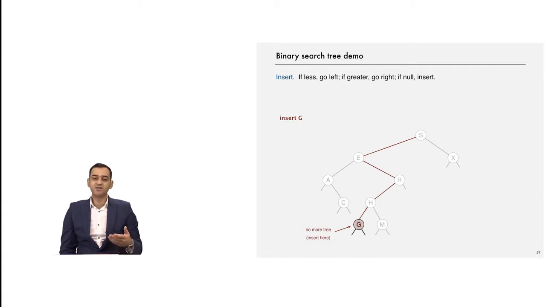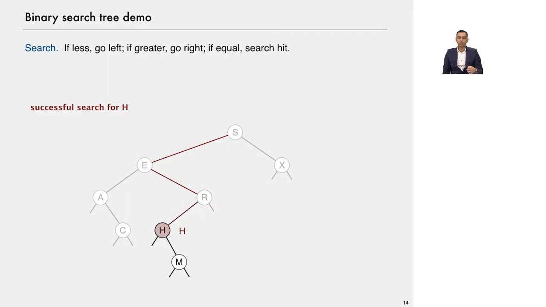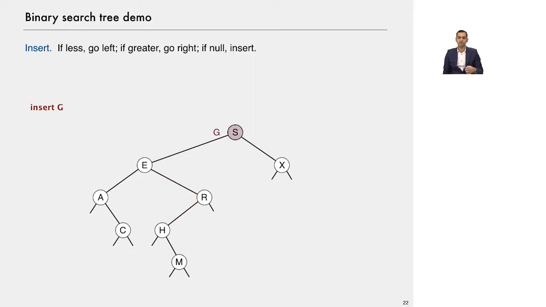When the item is less than the respective vertex and this vertex has no left child, then a new vertex with this item as its key is inserted as a new left child. In a similar way, when the item is greater than the respective vertex and this vertex has no right child, then a new vertex with this item as its key is inserted as a new right child.